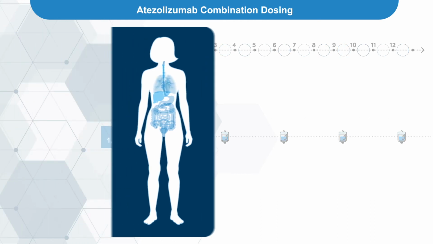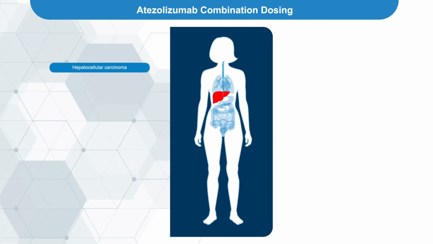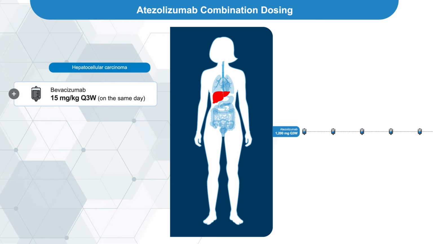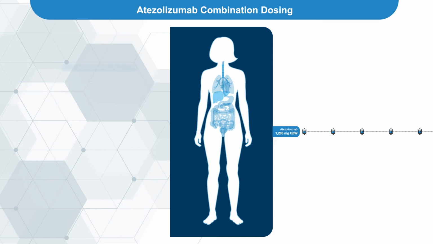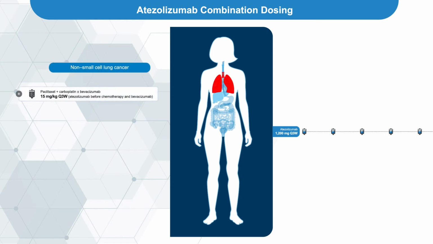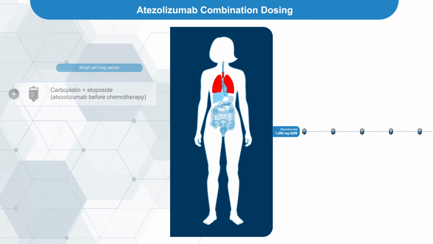For hepatocellular carcinoma, bevacizumab at 15 milligrams per kilogram is added on the same day every 3 weeks. For patients with non-small cell lung cancer, paclitaxel plus carboplatin plus or minus bevacizumab at 15 milligrams per kilogram is added every 3 weeks. For patients with small cell lung cancer, atezolizumab is added to carboplatin plus etoposide.